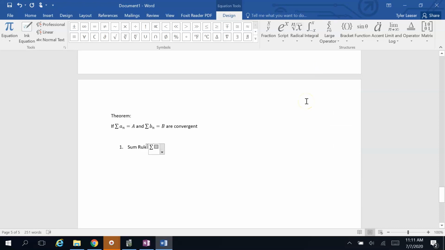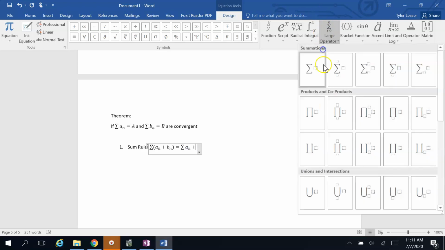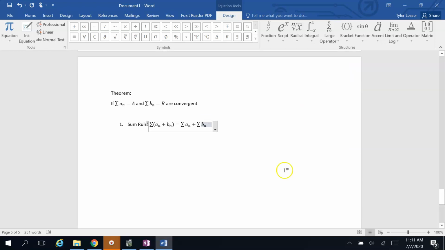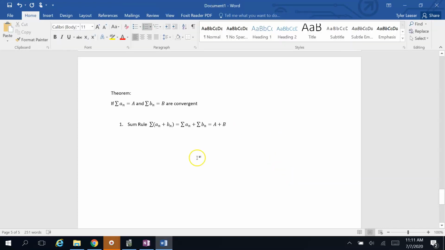If we look at the sum of the individual terms added together, that's the same thing as just the sum of the individual series added together, like this. That is the same as just the two sums added together. All right. In other words, if you have two series that you know converges, you can add the two things together and it still converges.